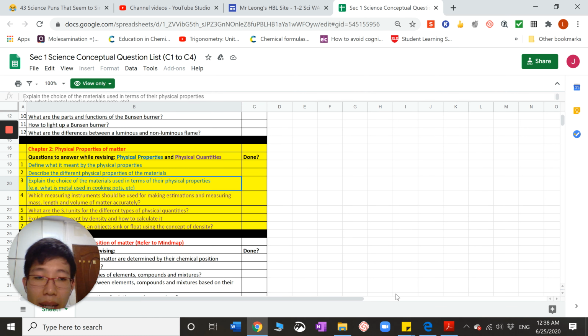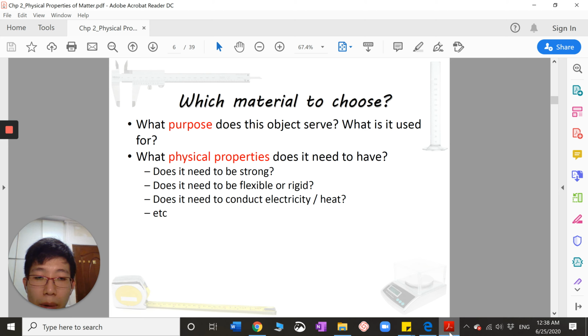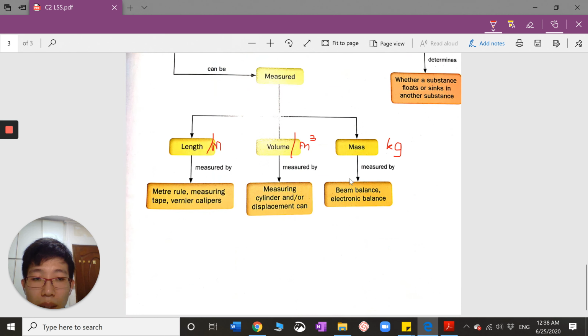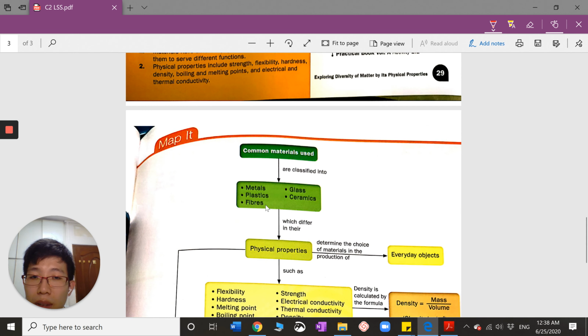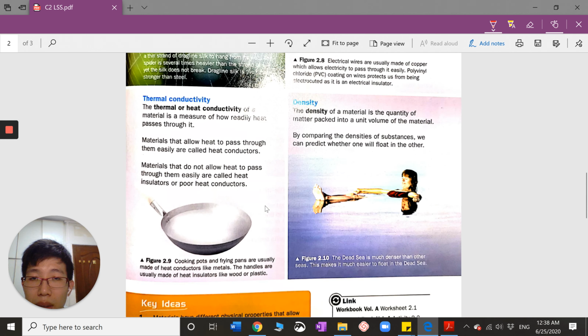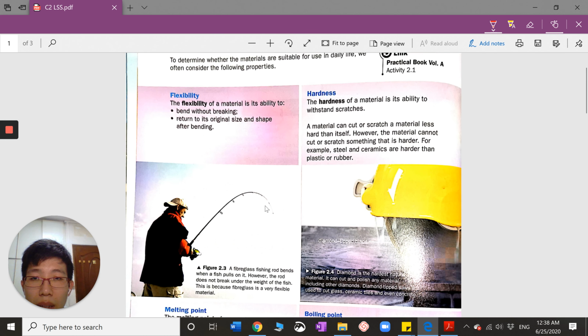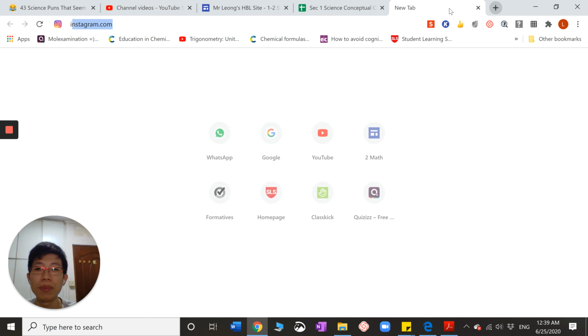There are many questions right now. You can just summarize it into a mind map. In the mind map, these are the common materials that we know. Basically, they are metals, plastics, fibers, glass, and ceramics. For fibers, fiber is something similar to glass. You can Google it to help you.